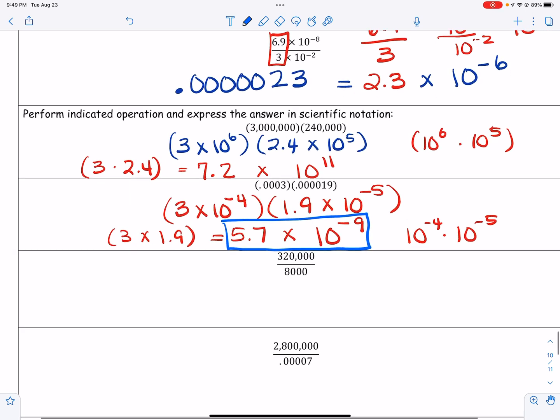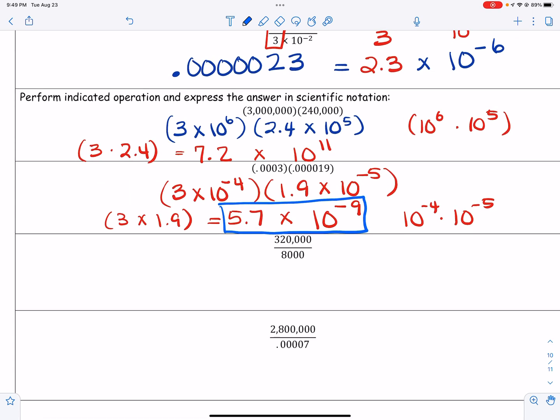Now this next one, you can actually do it on your calculator. I could actually probably put that in and do the division and then change my answer to scientific notation. So I'm going to show you another way. If I take 320,000 and I divide it by 8,000, I am going to get 40, okay?